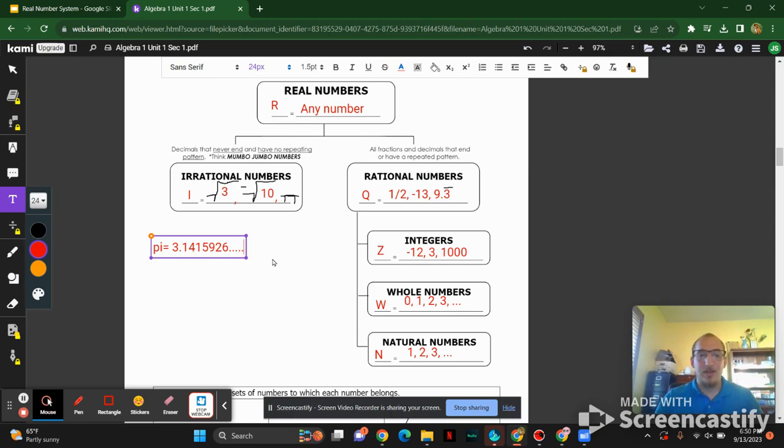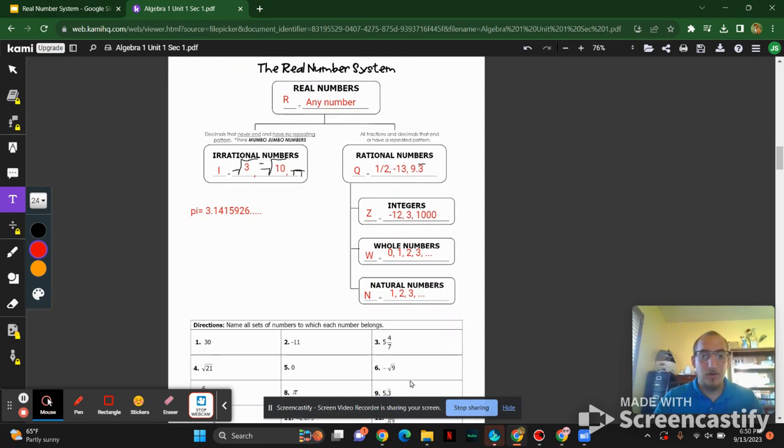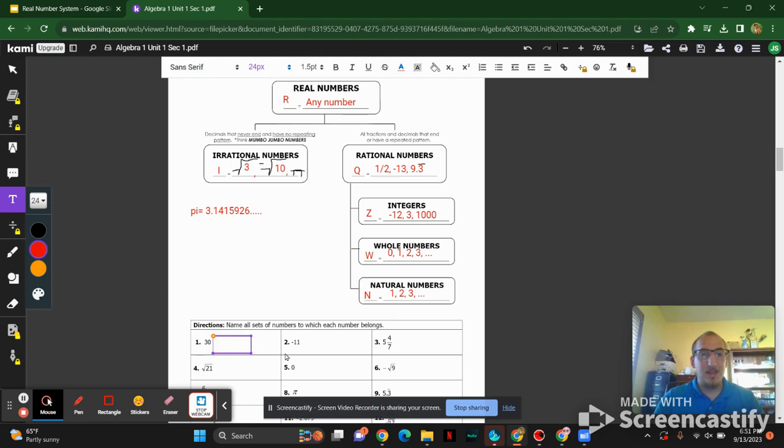And let me zoom out, because I think that would help when we do number 30. Number 30, we want to classify it one by one. So we first look up and go in order. Is 30 a real number? Well, all numbers are real numbers. So we're going to do, boom, R for real. And then we go down the list.